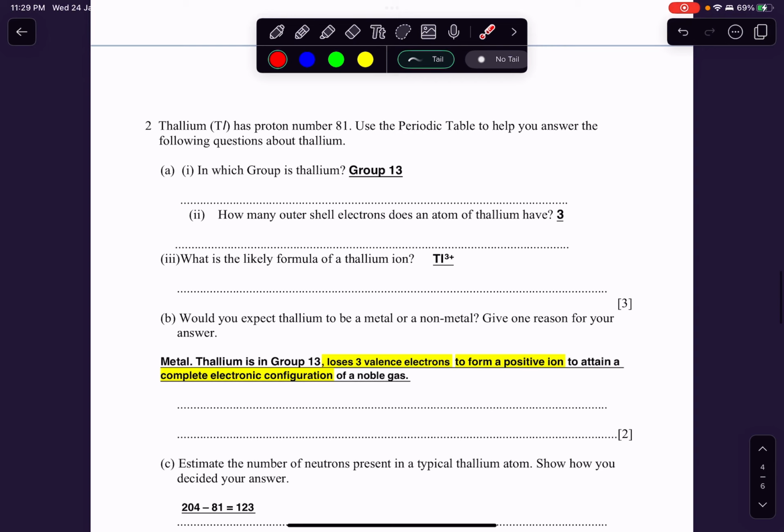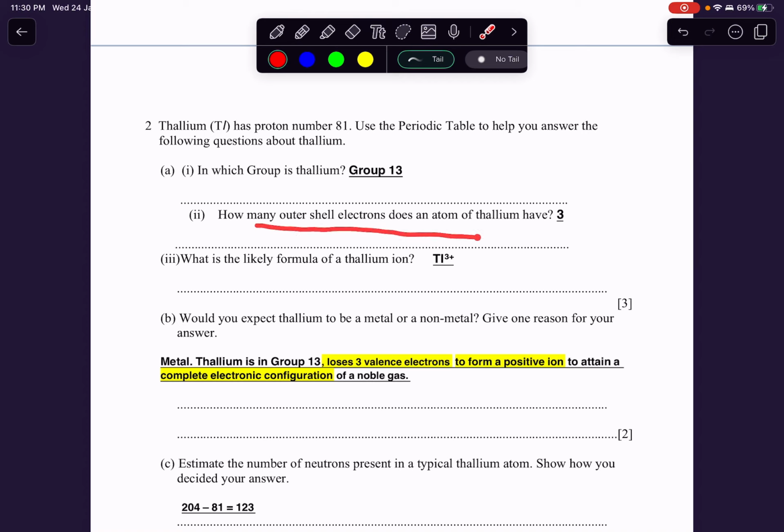Next, thallium has proton number 81. Use the periodic table to help you answer the following questions about thallium. Which group number? You should not get this wrong. Just look at the periodic table and identify that thallium is group 13. It is actually below indium and gallium, in the same column as aluminium.